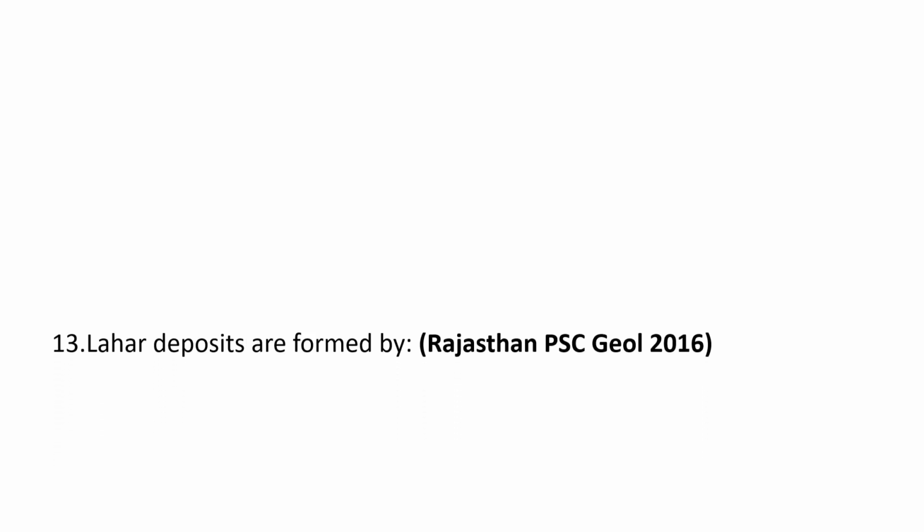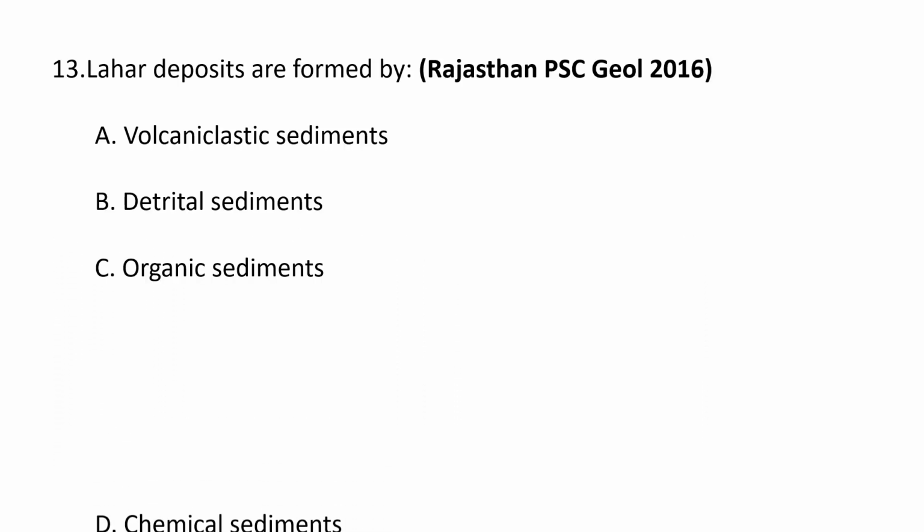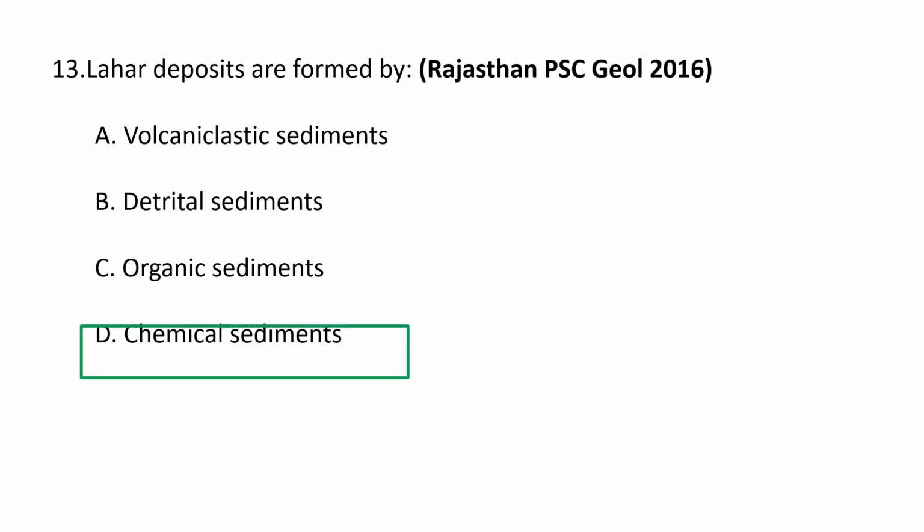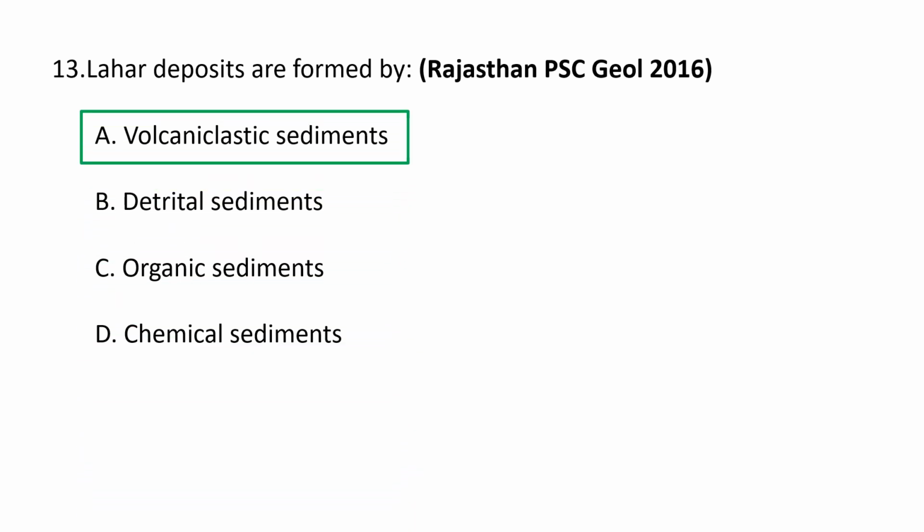Next question. Lahar deposits are formed by A. Volcanic clastic sediments, B. Detrital sediments, C. Organic sediments, and D. Chemical sediments. Lahar deposits are formed by volcanic clastic sediments. Volcanic processes that generate volcanic clastic sediment occur on a variety of scales, and lahar deposits can bury valley floors and lowland alluvial fans or thinly drape narrow corridors, maybe along the river channels. So lahar deposits are formed by volcaniclastic sediments. A is the correct option.